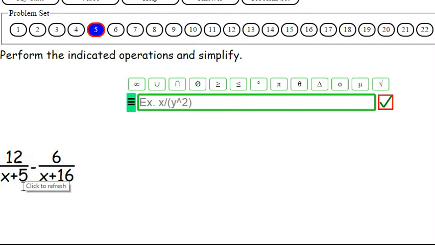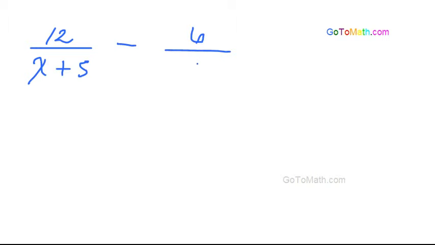We got 12 over x plus 5, and I wrote 15. Oh my God. I asked for a 13 and they wrote a 31. I think that's how that goes. Minus 6 over x plus 16. Got it. I think that's a song. I think it's a tattoo or something. I don't know. Minus 6 over x plus 16.